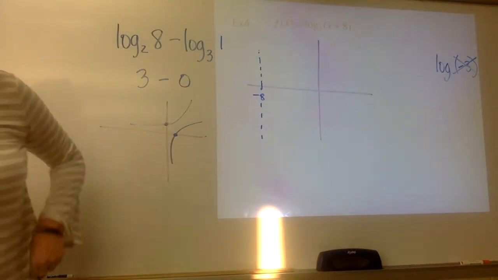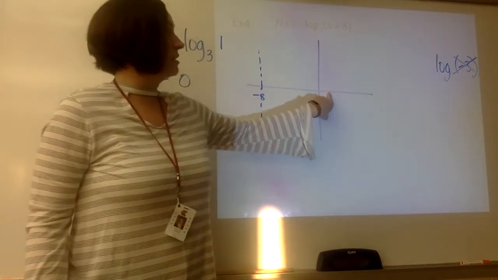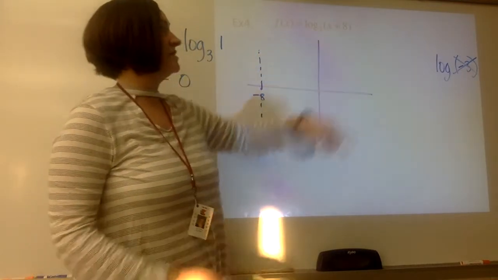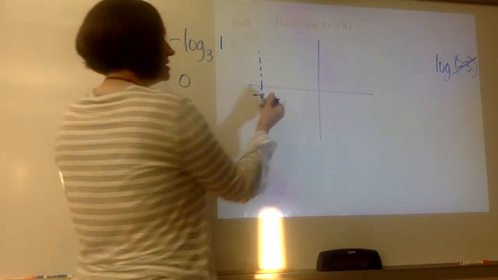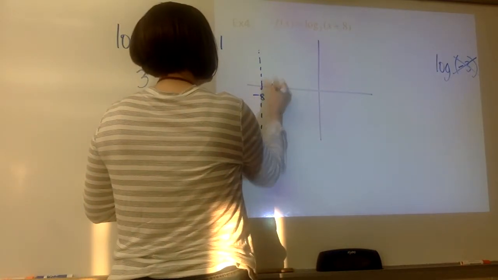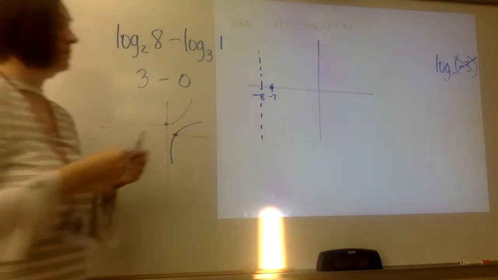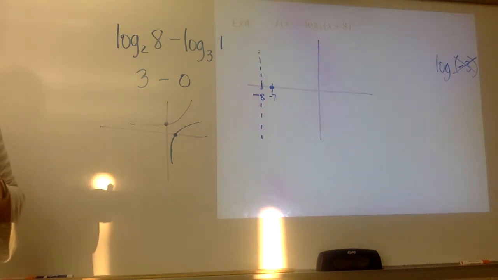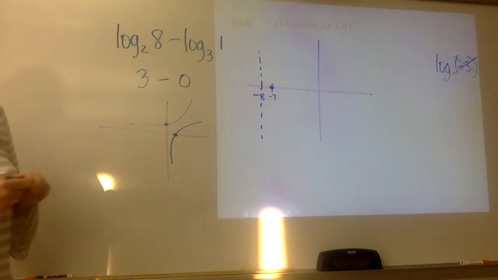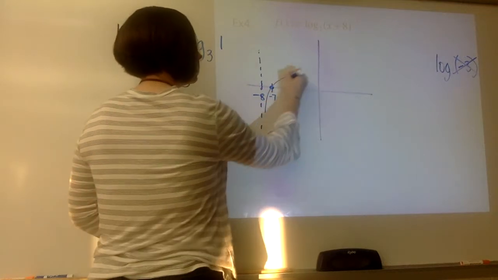My key point of (1, 0) now gets shifted left 8. So I'm going to move all the way over to here, which is -7. And nothing else changed with the graph, correct? Doesn't it look like this?